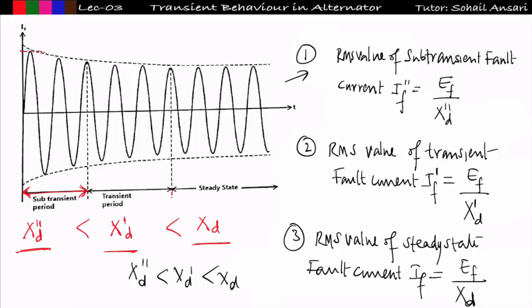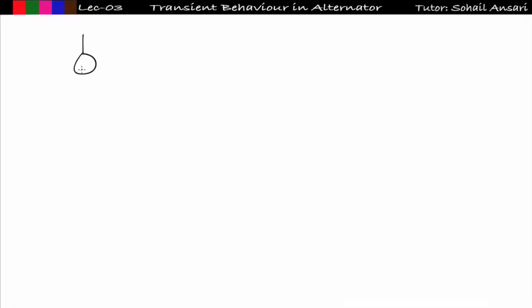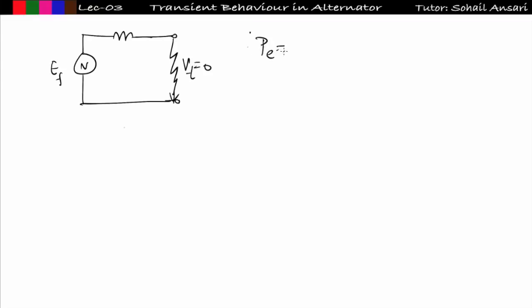Now the last point I want to discuss: what problem arises if I suddenly short circuit the terminal of the synchronous machine? So let us say this is my EMF, and whatever circuit I am making is per phase. If I suddenly short circuit the terminal of the synchronous machine, the terminal voltage will become 0, and if the terminal voltage becomes 0, then electrical power will be 0, as we know that electrical power is EV upon X into sine delta.